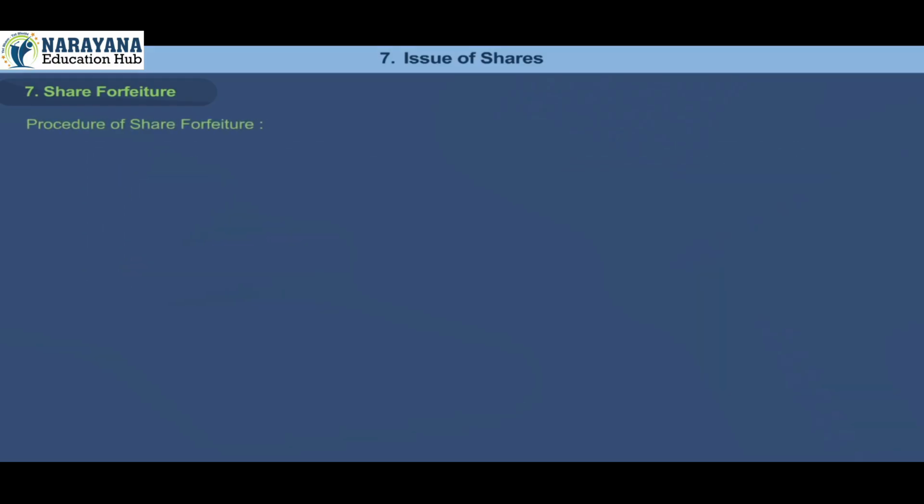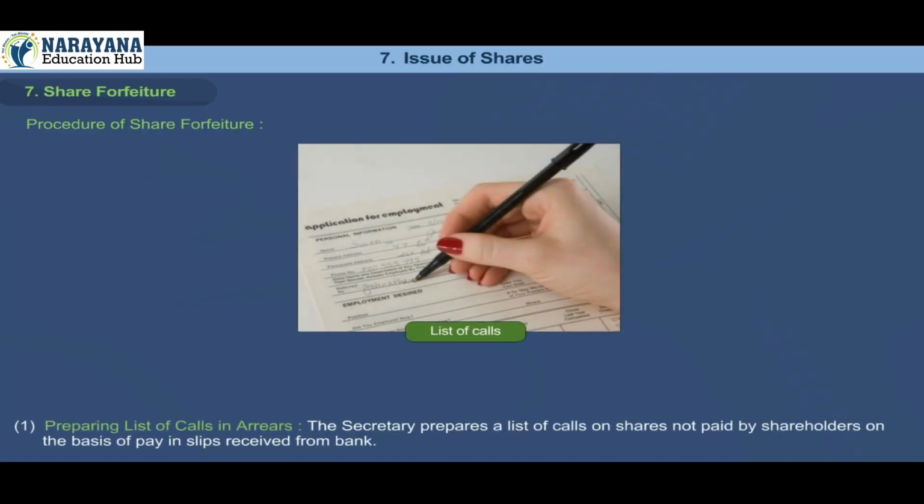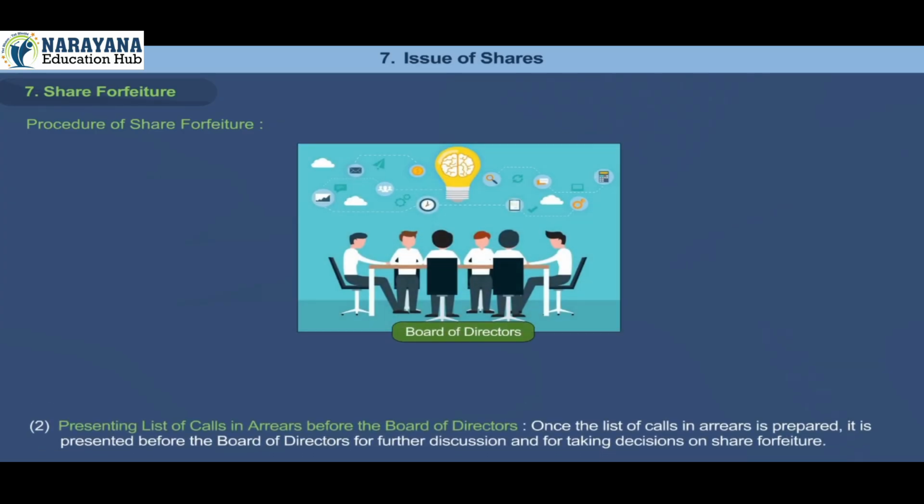Procedure of share forfeiture. Procedure of share forfeiture is given in the articles of the company. The steps of the procedure are as under. 1. Preparing list of calls in arrears. The secretary prepares a list of calls on shares not paid by shareholders on the basis of pay-in slip received from bank. 2. Presenting list of calls in arrears before the board of directors.